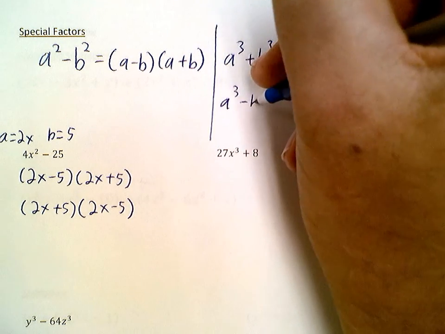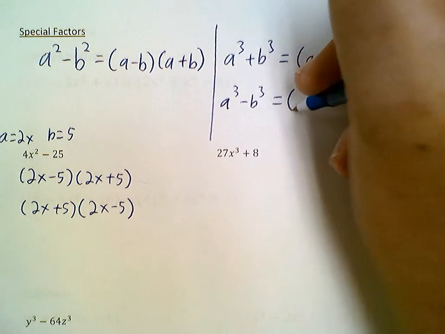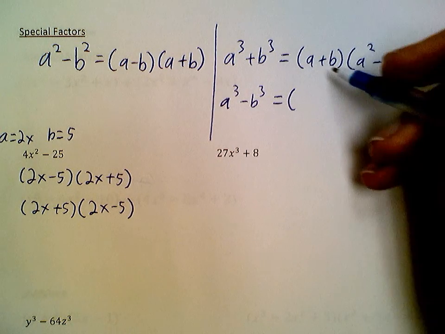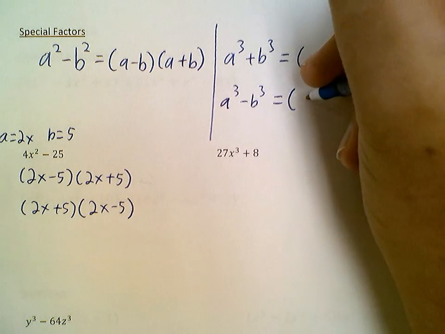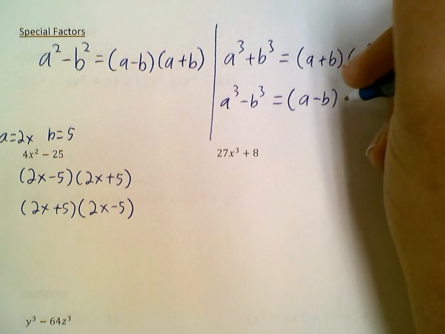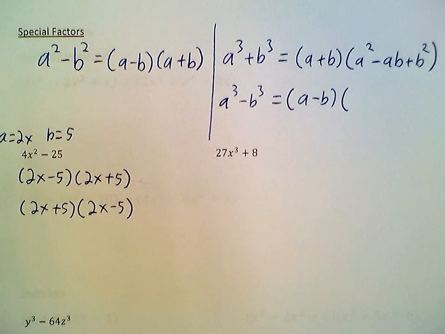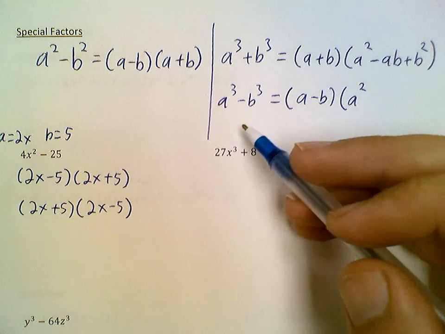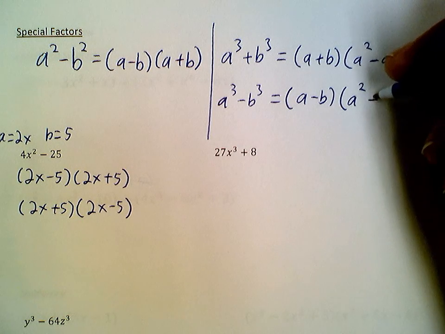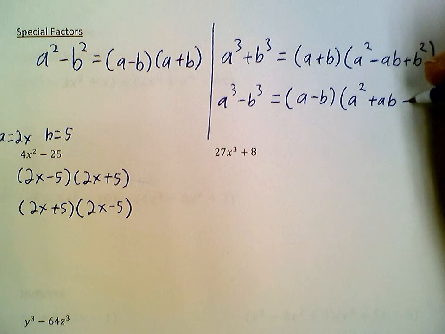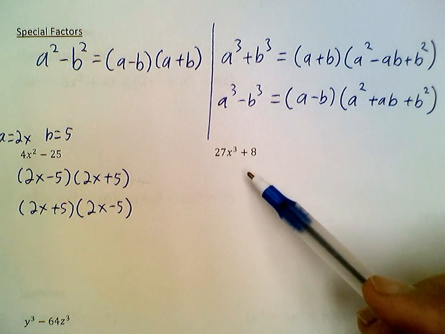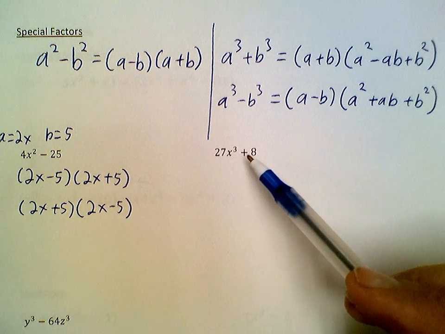There's also one called the difference of cubes. So if you have a cubed minus b cubed, this can be factored, and it's very similar to the sum of cubes. The first difference is that instead of a plus b, you start off with a minus b. And then the other parenthesis is also similar with one difference. It starts off with a squared again, but instead of minus ab, in a difference of cubes this middle term becomes plus ab, and then it's still plus b squared on the end. Okay? And that's it.